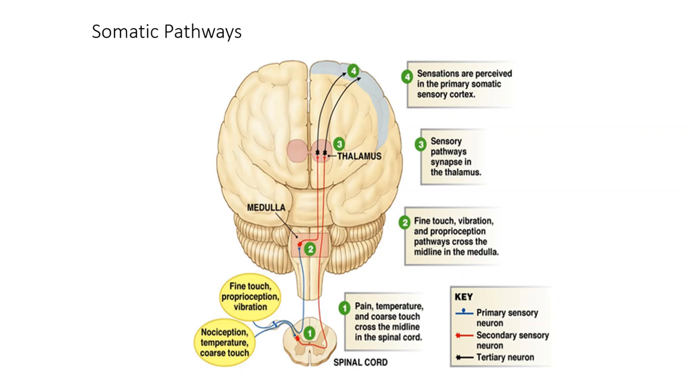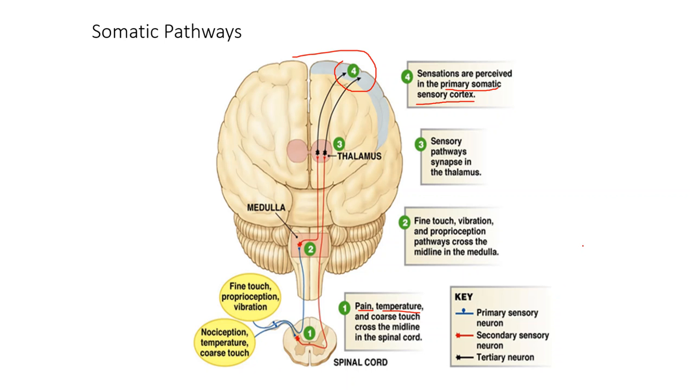Okay, so we talk about somatic pathways, okay. For instance, a sensation of pain, temperature. Of course, this travels through the spinal cord, and then through the thalamus, and again to the cortex. And the sensations are perceived in the primary somatic sensory cortex, okay? We already talked about all these when we talked about the cerebrum, right?